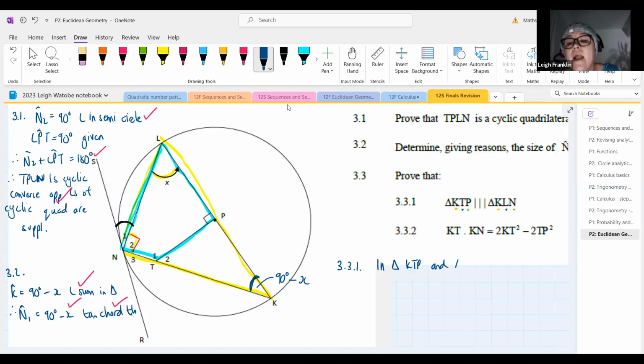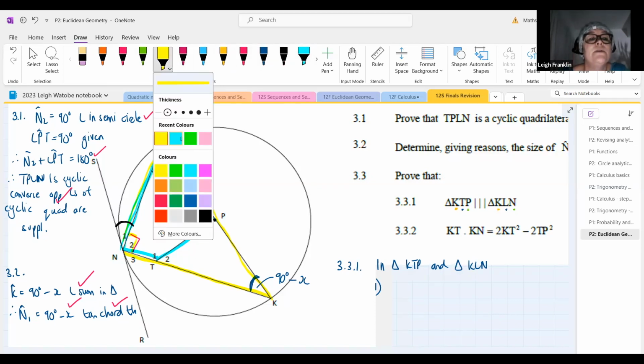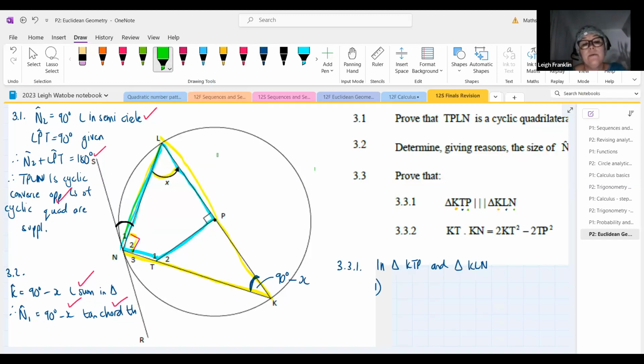KTP and triangle KLN. All right, so point number 1. Let's highlight these triangles just to make them stick out. Let's just use a different color here. So we want, let's go with green, KTP. Okay, so here's KTP. In fact, what I'm going to do is I'm going to rub all of this off. And let's go, KTP is there.